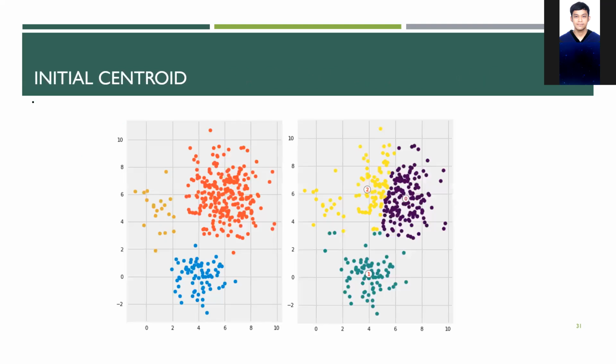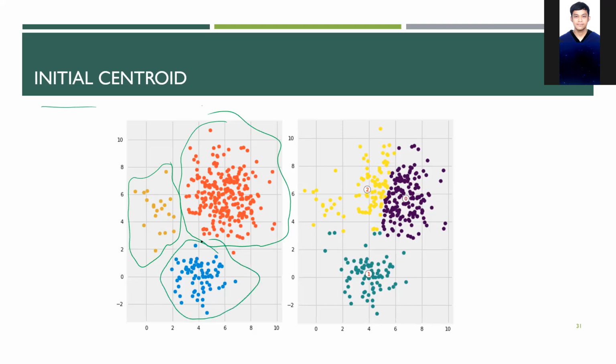Okay, first one is the problem with the initial centroid. Why can the initial centroid give us problems? Let's see this picture. From the left picture, we have three clusters. For example, this is the first cluster, second cluster, and the third cluster. This is the ideal result.